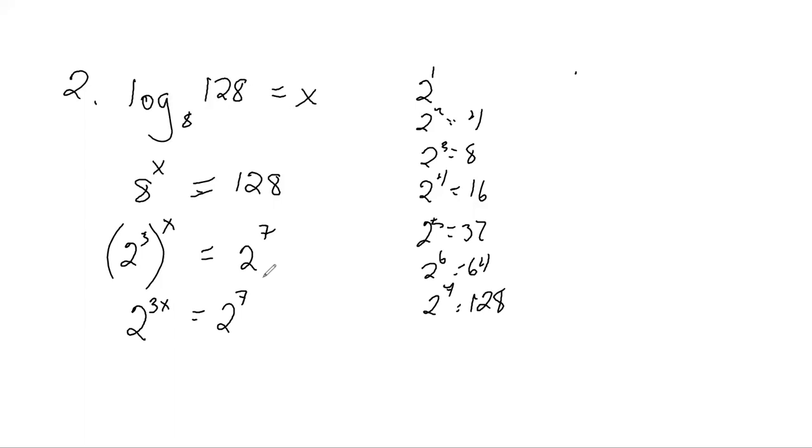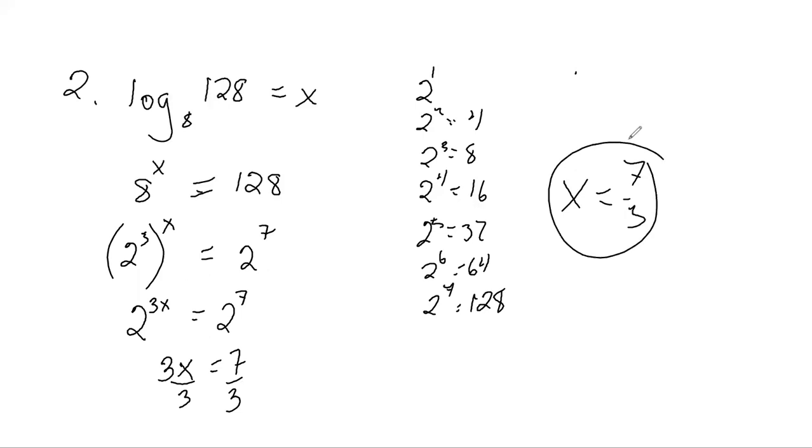Now that the bases are the same, the exponents must be equal, as we said in problem number 1. So I can change the equation to just 3x is equal to 7. Divide by 3, x equals 7/3. There you have it.